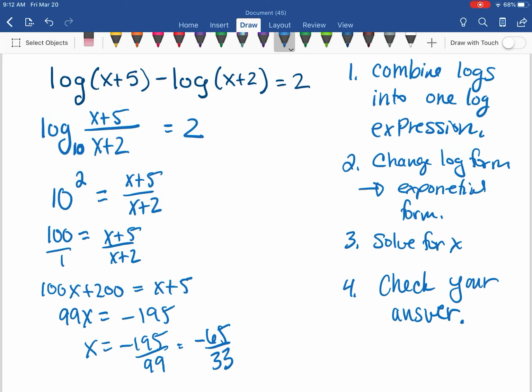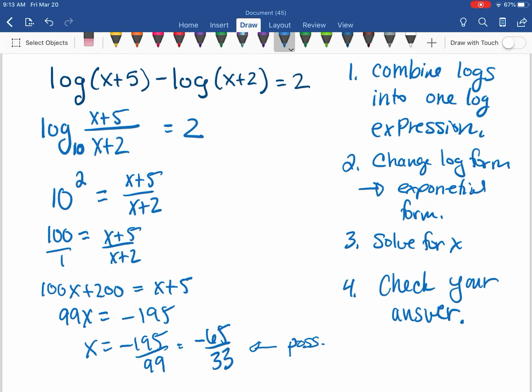Okay, so now here is what I call at this point a possible solution. Because we still have to check to make sure if we plug it back in, it's going to work. Because remember, we can't take the log of a negative number and we can't take the log of 0. Now, negative 65 over 33 gives us as a decimal something that's a little bit bigger than negative 2, because it's about negative 1.97.